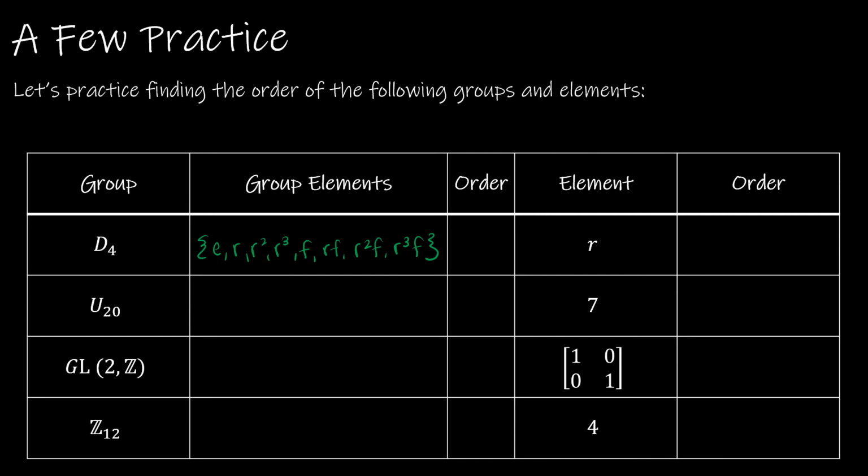So the order of the group is 8 because there are 8 elements. We can just count them up. So remember, this is the group order.